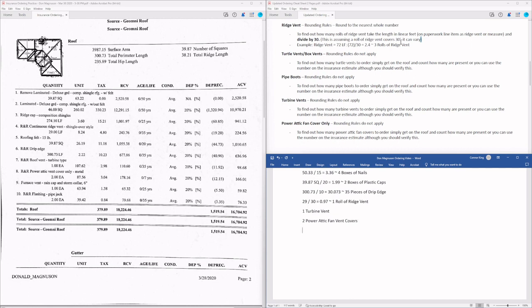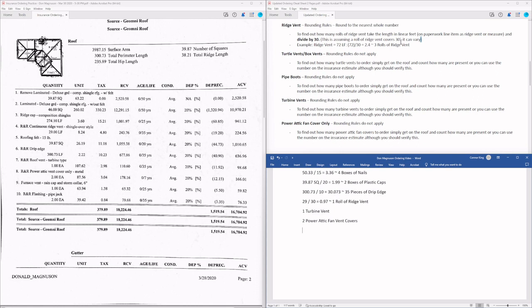With the power attic fan vents, each power attic fan can have a different style of cover, and so replacing them can sometimes be a little bit of a hassle. If you order one and it doesn't fit, obviously you can't really replace it unless you can find the exact one. If it looks like one that you've replaced previously and it's one that you know that the suppliers carry, you can give it a shot. But it's not always the easiest to replace these.